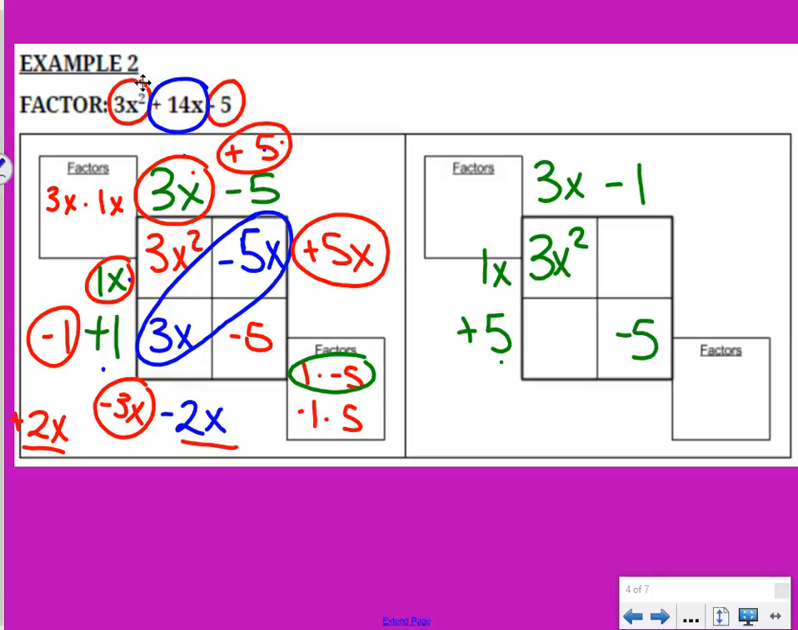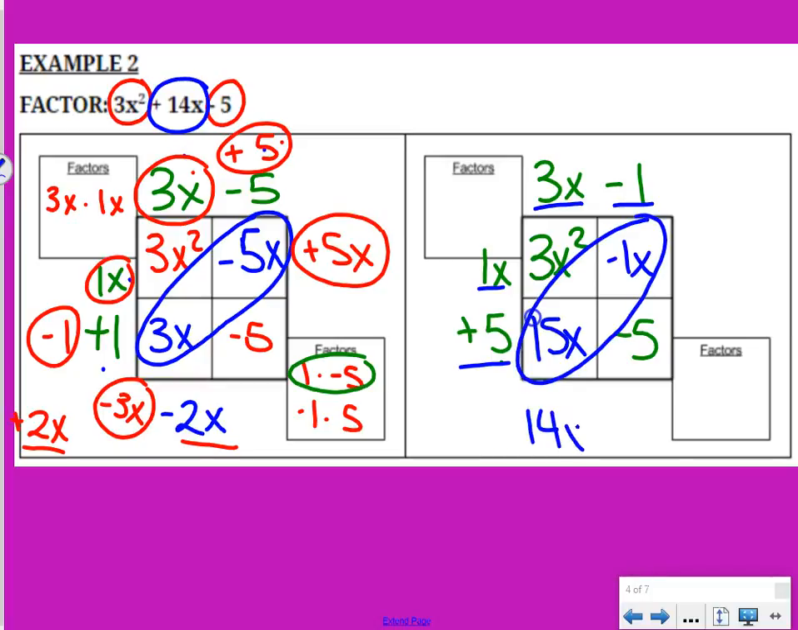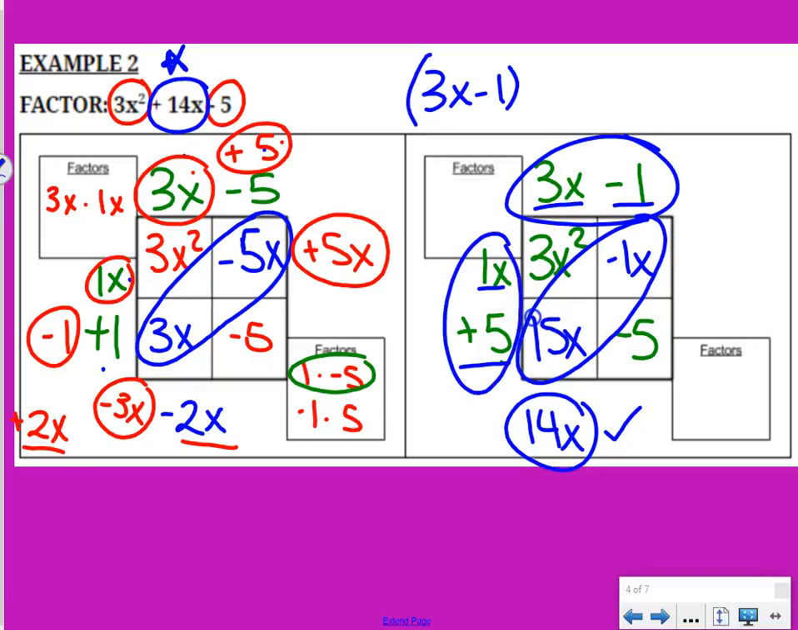When we multiply 1x times negative 1, we get negative 1x, and we multiply 3x times 5. 3x times 5x is 15x. Add up your diagonal. Negative 1x plus 15x is 14x, which is what we're looking for. So now we have our factors. We have 3x minus 1 is our first factor, and 1x plus 5, so x plus 5. That would be our polynomial in factored form.